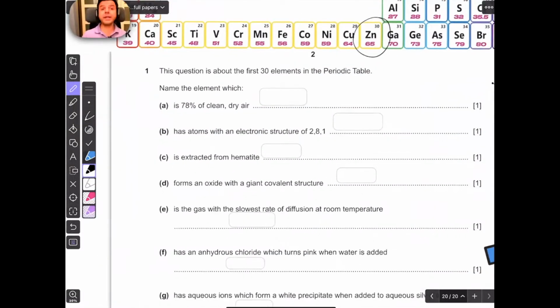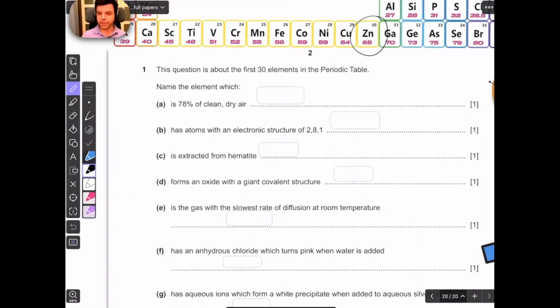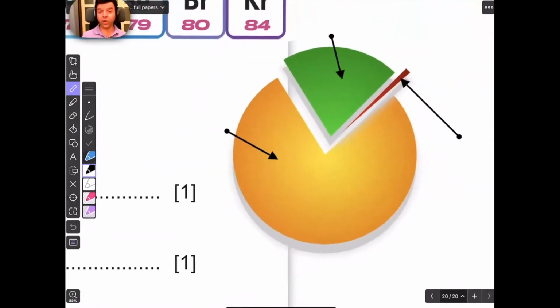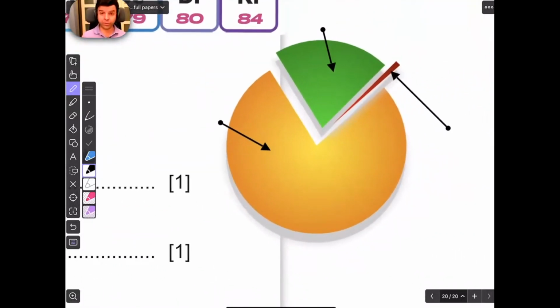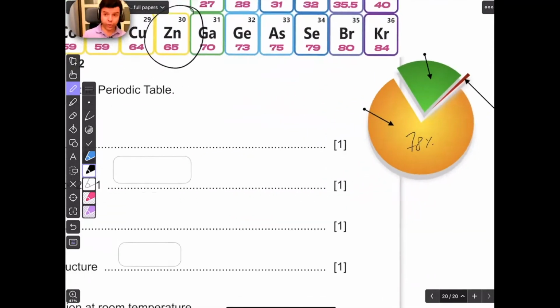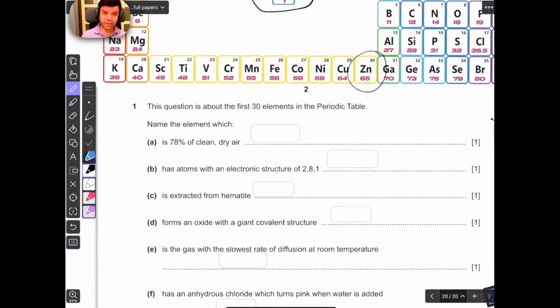They said it's an element that makes up 78% of the air around us. Pretty easy, right? What are we going to call that one, Heidi? Nitrogen. So that is nitrogen, right? Again, you're only supposed to write the name of the element. You don't need to write the symbol or anything. Just say nitrogen. Then they said has atoms with electronic structure 281.